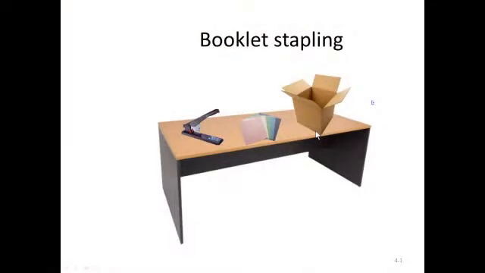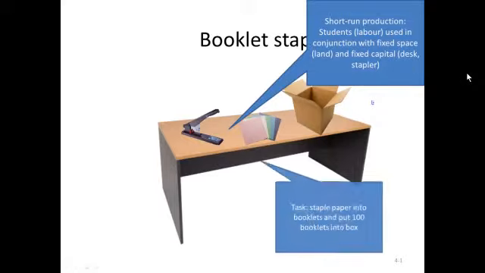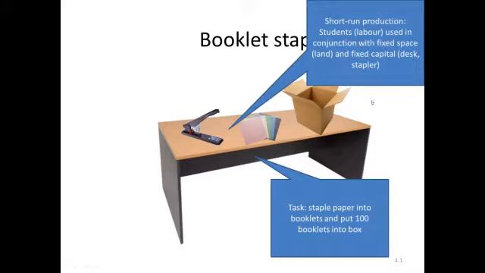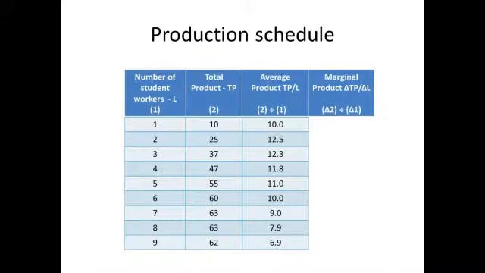Let's consider a really simple little task here. Booklet stapling. Remember, we are constrained in the short run with a fixed stock of capital. So capital assets here: our table, our room size, our stapler. Our variable assets are our labour. Our task is to staple some paper together and put it into the box for distribution. So what we want to look at here is the contribution that each student is going to make to production. So let's have a look at that.